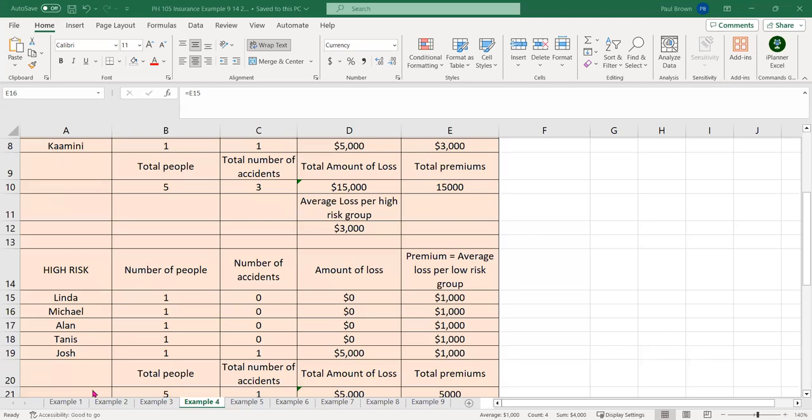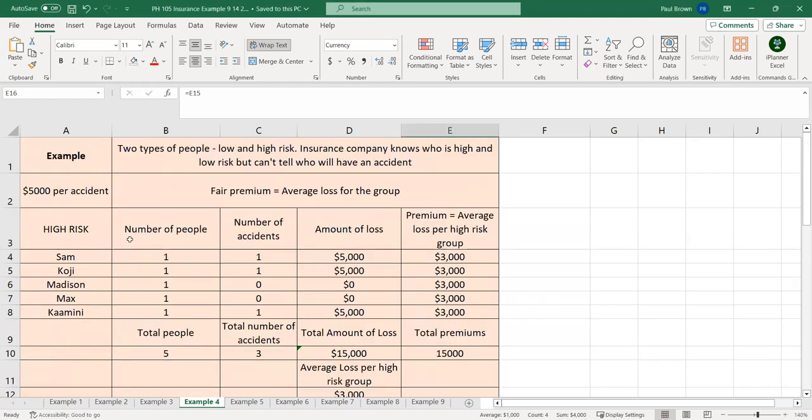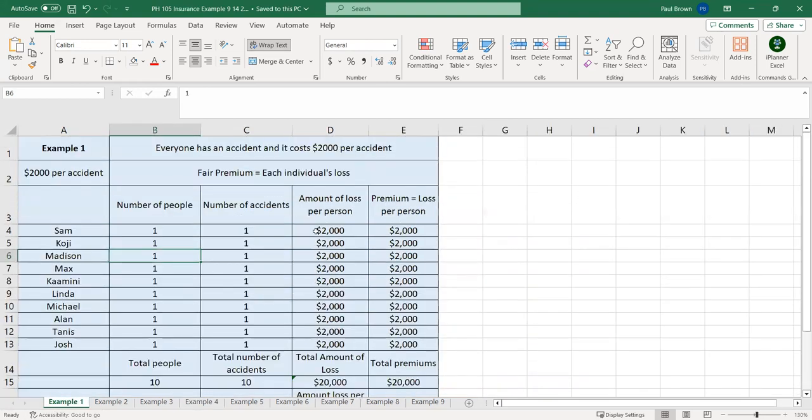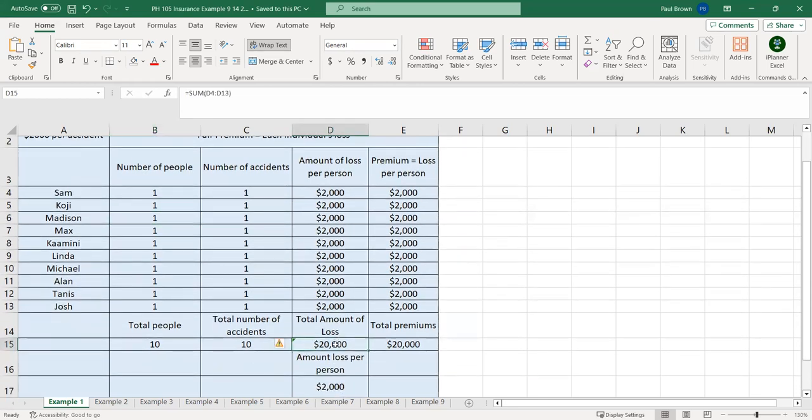So, start off with a very simple one. Here's the simple one: 10 people, they all get a $2,000 loss. The way you do it is you sum up all the losses, divide by the number of people, 10, and that gives your premium. And then this column just verifies that the total premiums equal the total losses. Okay. So did that one. Questions about that?